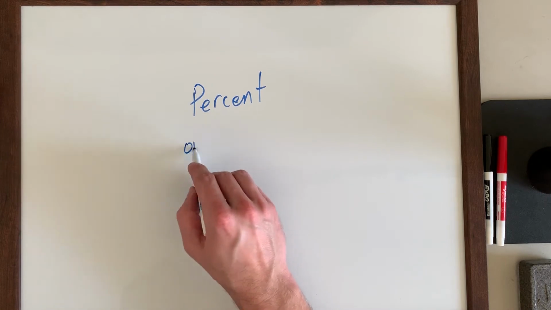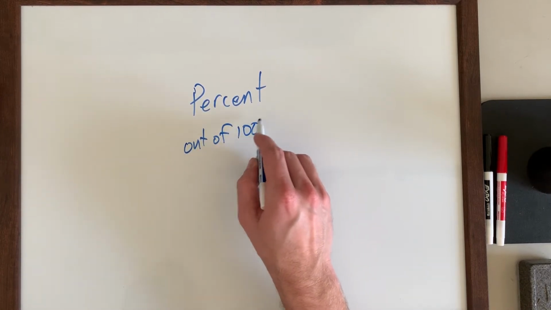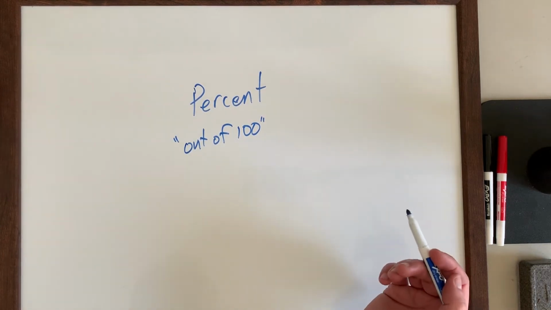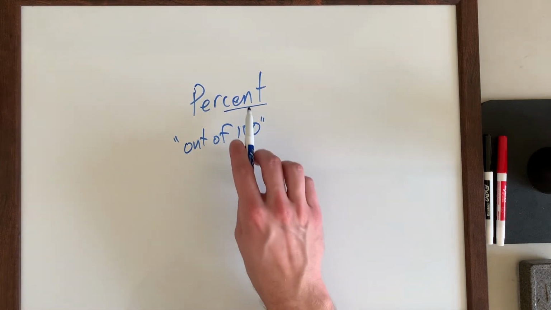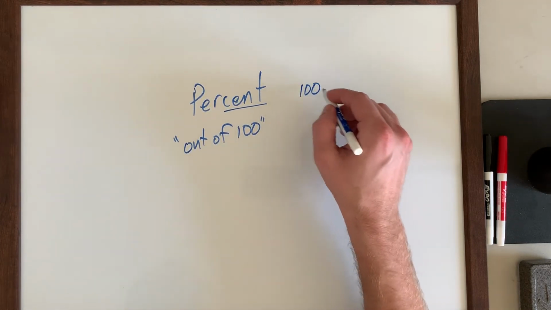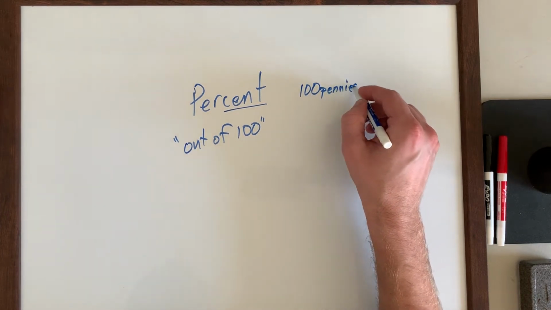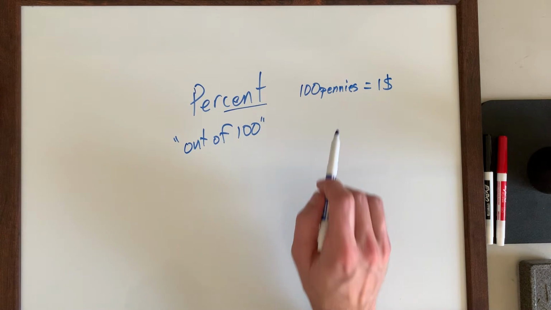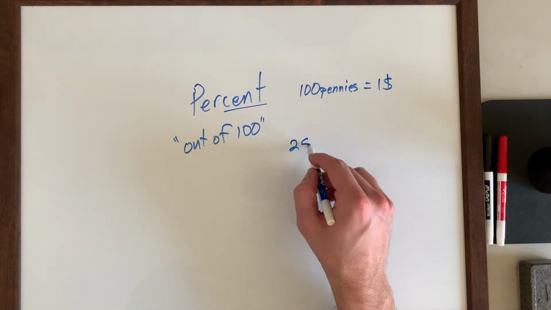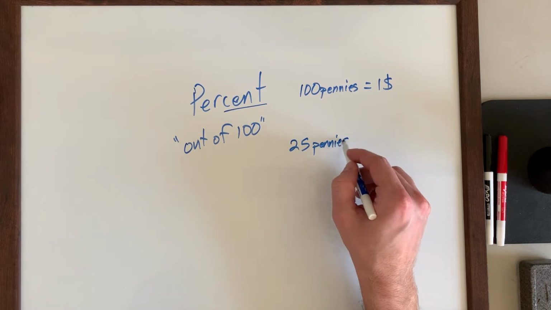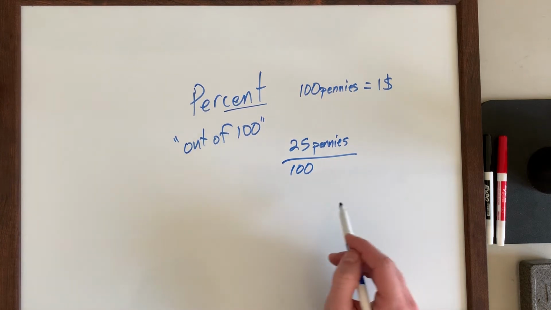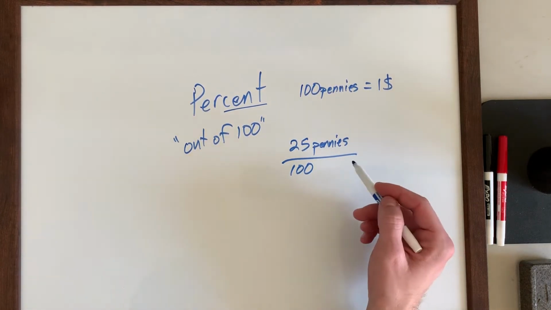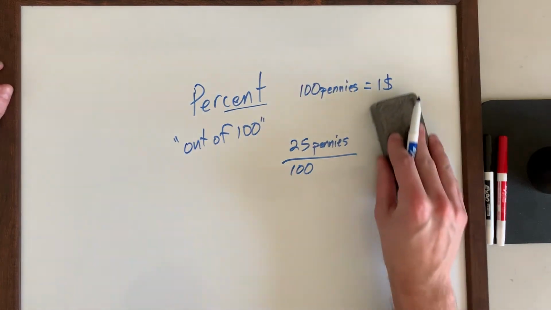Percent means parts out of 100. So 100 is the basis. And we see cent right in the word percent, and you can think money there. There are 100 pennies in a dollar. So if you had 25 pennies out of 100, well, you'd have 25% of a dollar, or you'd have 1/4 of a dollar. 25 pennies is a quarter, and a quarter is 1/4 of a dollar. So we can actually use money. It's a great way to think of percentages.